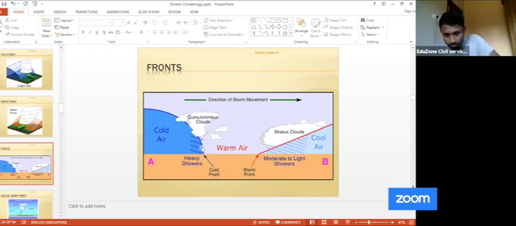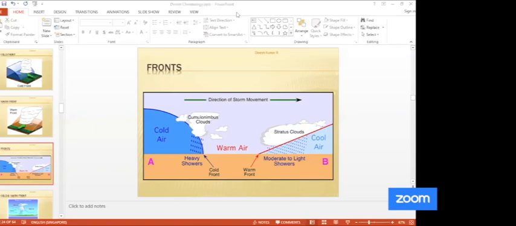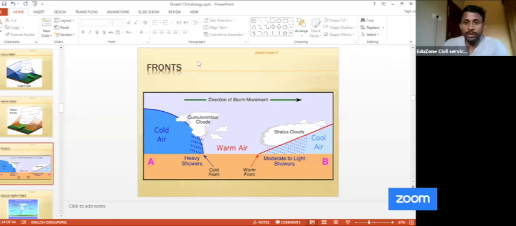Is this clear? The conclusion is that a cold front is steeper with respect to slope. A warm front is gentler with respect to its slope. Is this clear, everyone? Is there any doubt about the shapes of the fronts? Okay, right? Yes. Okay, let's move further then.